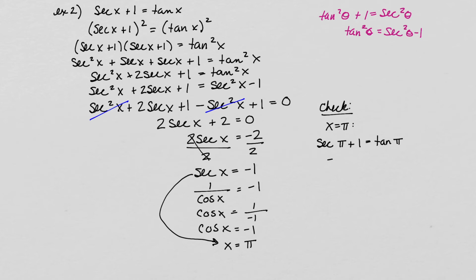So the secant of pi, we said, is negative 1. So is negative 1 plus 1 equal to the tangent of pi? Remember, tangent is y over x, right? So it's 0 divided by negative 1, so it's going to be 0. So is negative 1 plus 1 equal to 0? Yeah. So this works, which is nice. So our answer here is just x equals pi.